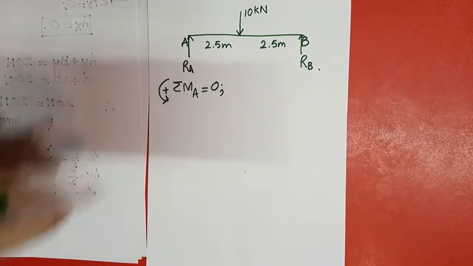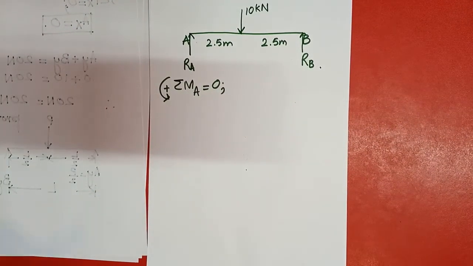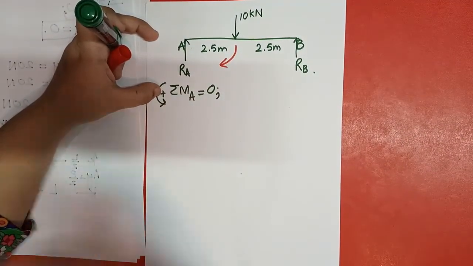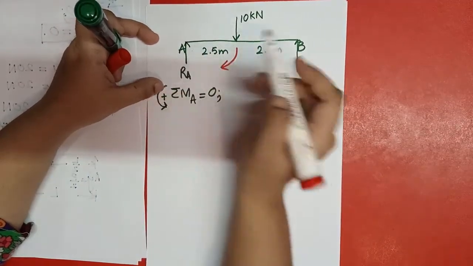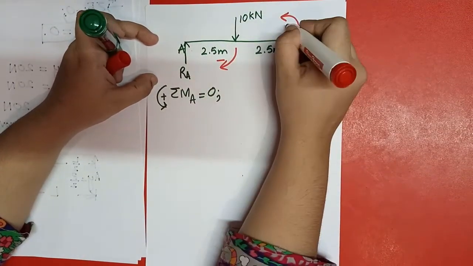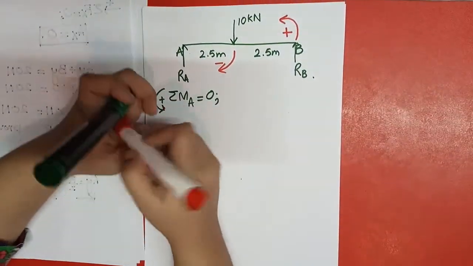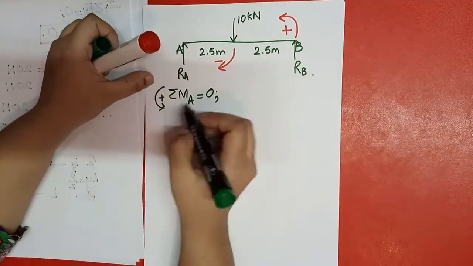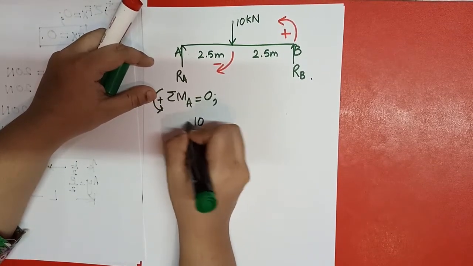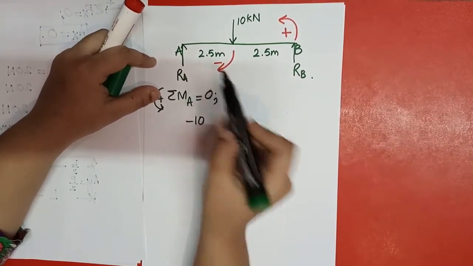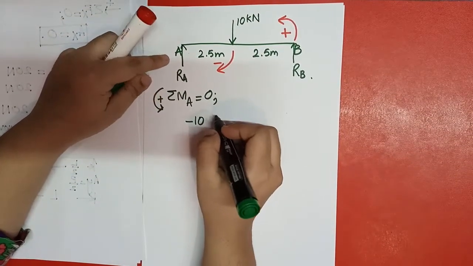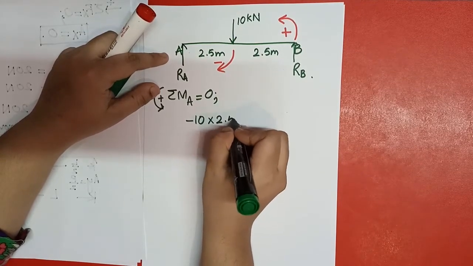So for example, I am going to sum up the moment at A. This is the direction, and this force will rotate towards A, and its direction should be negative, and this is moving towards A also, so it is positive. So I have to sum up force into displacement plus force into displacement. So, minus 10, this is the force, and the distance is 2.5 meter. That is the moment arm of this force up to point A. So I have to multiply with 2.5.